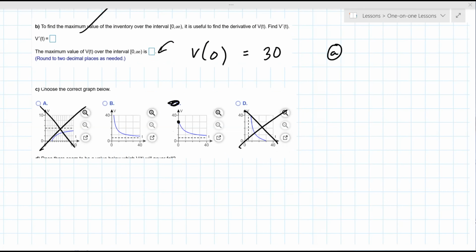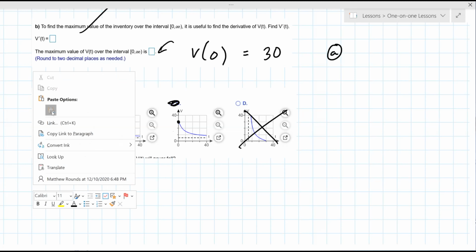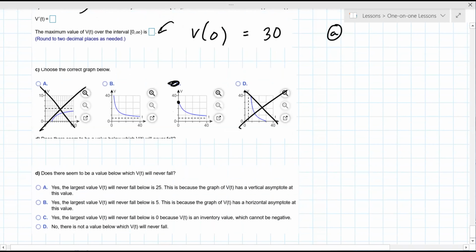Does there seem to be a value below which V of t will never fall? Okay, so let me snip that in. It's asking for this horizontal line, whatever the horizontal line is in the graph there. Does there seem to be a value below which V of t will never fall? Yeah, it's that line right there, the dashed one. And I guess it's about 5, so that looks reasonable, just based on the axes and the scale.